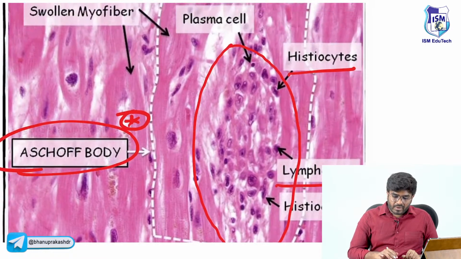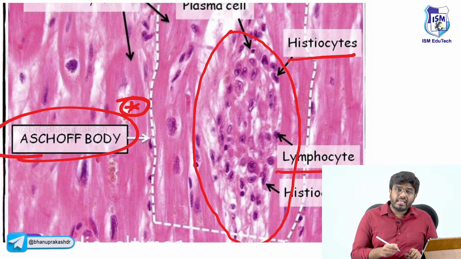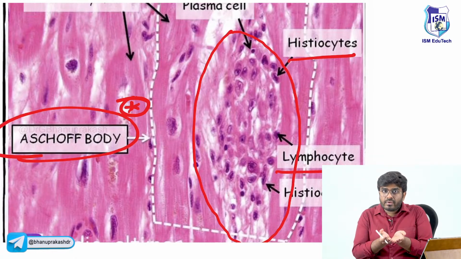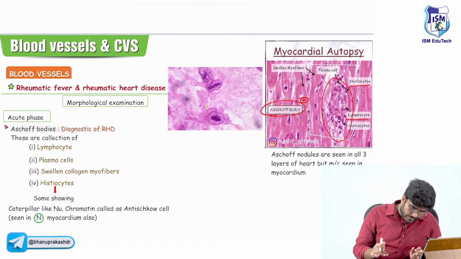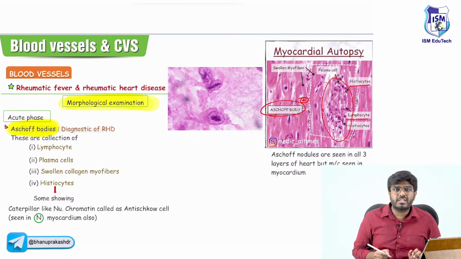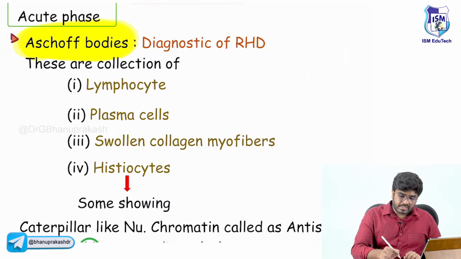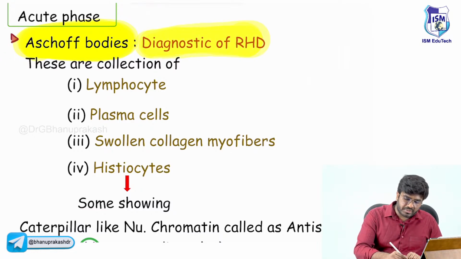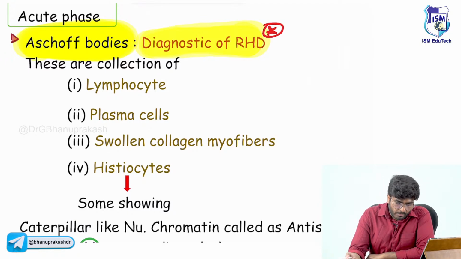What exactly is the Aschoff body? Aschoff bodies are nothing but granulomas. These are the areas of granulomas and fibrinoid necrosis. Okay, so we will be having Aschoff bodies. It's a morphological examination. The patient is dead, so whenever you do autopsy and look here, the Aschoff bodies are seen. These are pathognomonic MCQ. The pathognomonic finding for rheumatic heart disease is Aschoff bodies.